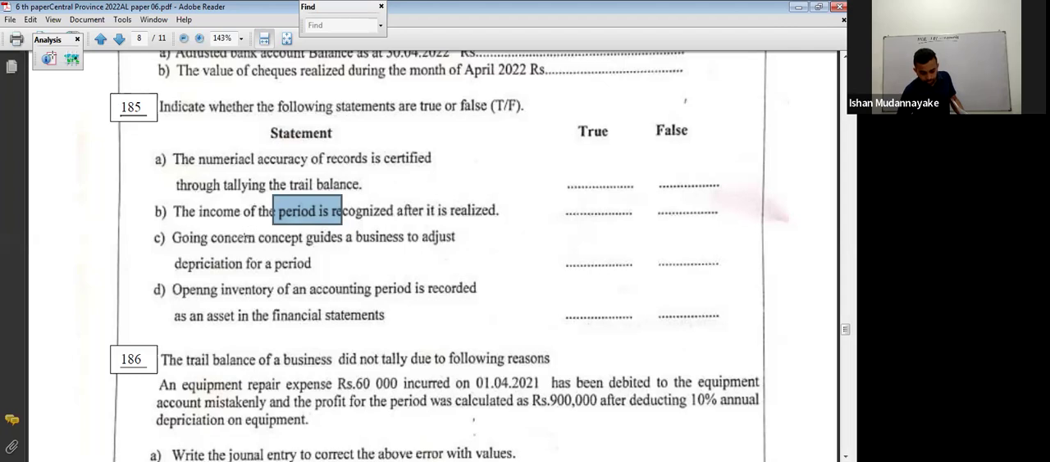C is true. Look at D. Opening inventory of accounting period is recorded as an asset in the financial statements. No. Opening stock, you need to transfer to the profit or loss statement. Opening stock account credit, trading account debit. Opening stock credit, profit and loss account debit. Therefore, D is false.